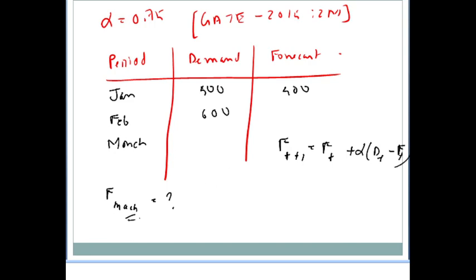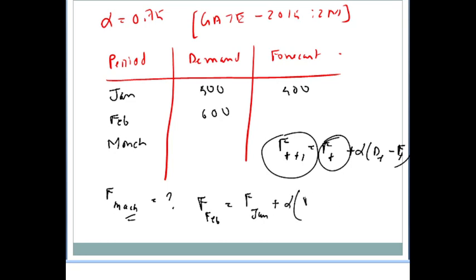If we want to find the forecast of March, we will need the forecast for February. The forecast for February will be the forecast for January plus alpha times the actual demand for January minus the forecast for January. The forecast for January was 400, alpha is 0.75, the actual demand for January was 500.